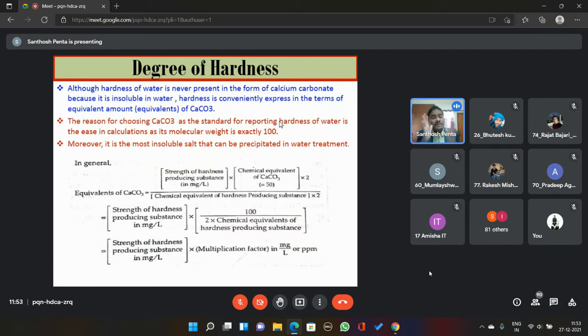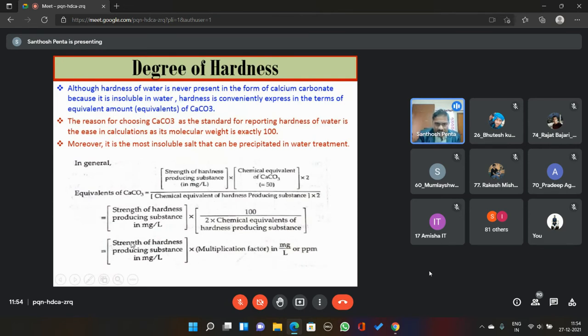Sir, how are we going to convert that into equivalents of calcium carbonate? Here one simple equation is there. It is not a mathematical formula, it is one simple conversion equation. With the help of this equation, we can convert the hardness into equivalents of calcium carbonate. First of all, you have to remember, don't remember all these things.